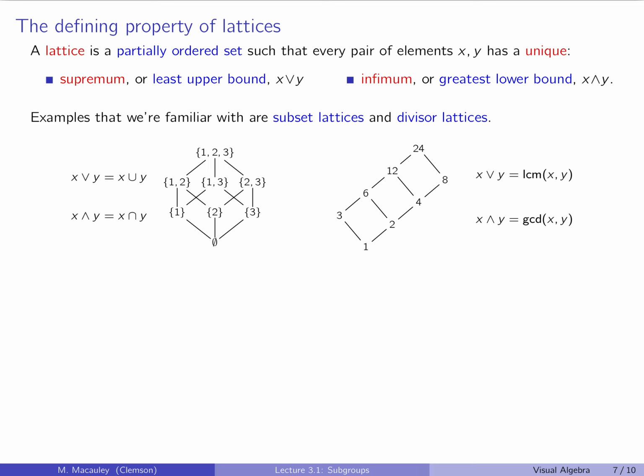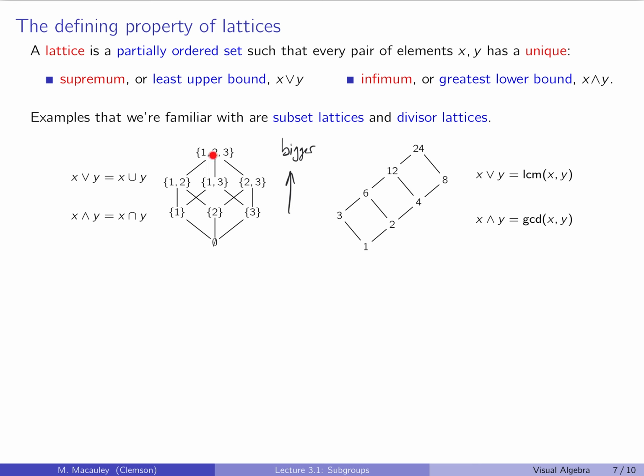Examples that we are familiar with, and I'm assuming you've probably seen at least one of these, are subset lattices and divisor lattices. So with subset lattices, we take a set, here's one of size 3, and we take all possible subsets. We put them in a graph like this, and there's an edge between two subsets if one of them is contained in the other, and there's nothing properly between them. So here, {1} is contained in {1,3}, but it's not comparable to {2} and {3}. We can think of going up as being larger.